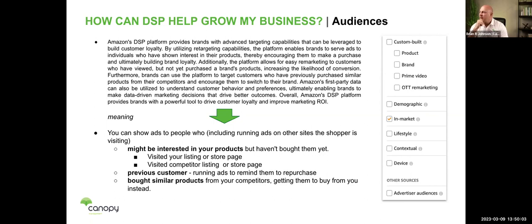When it comes to audiences, we've talked about this, so this is kind of beating a horse, right? So we've been discussing those who might be interested in your product but haven't bought it yet. Visit your listing or store page. Forgot about store page. If they visit your product listing or your store page or your competitor's listing or your competitor's store page, then you've got the ability to run ads against them, both on Amazon and off Amazon.